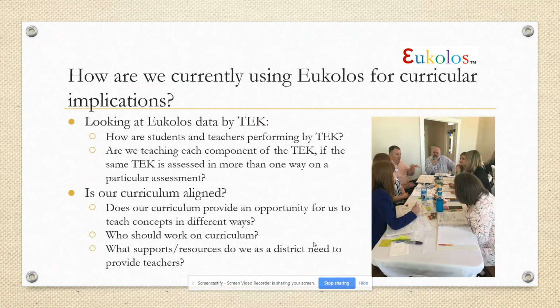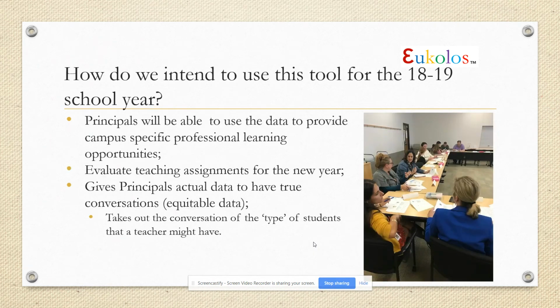So obviously, you can look at it by TEAC, how the students and teachers are performing, how they are teaching each component. So as you can see, there is a group of teachers working through their data, knowing who did the best at each one. Again, is the curriculum aligned? Who should work on curriculum? And are the supports we have in place working, or do we need to look at providing more support?